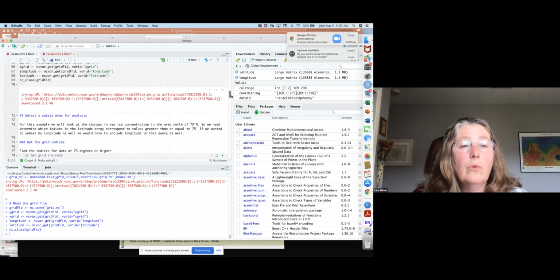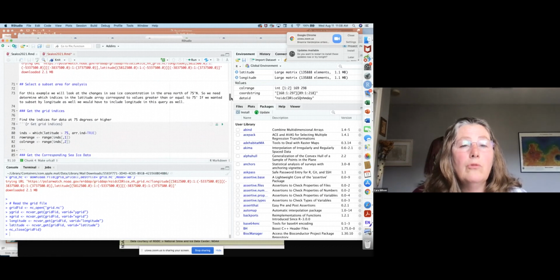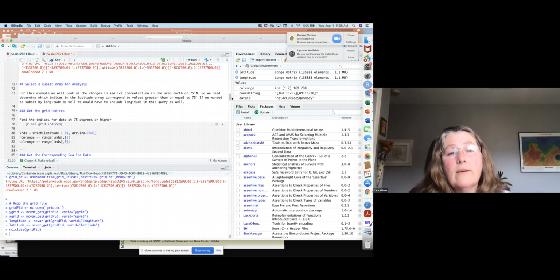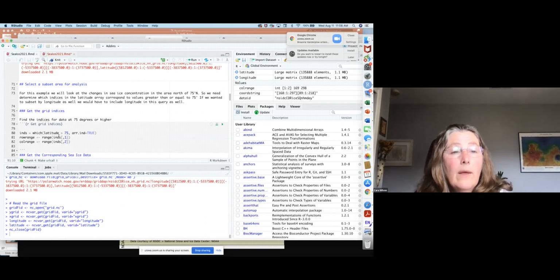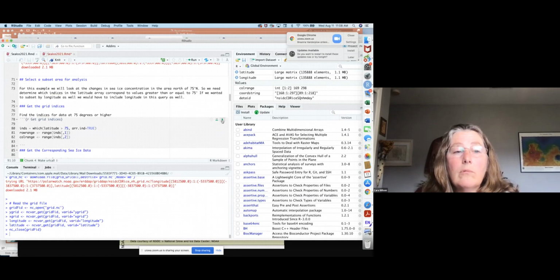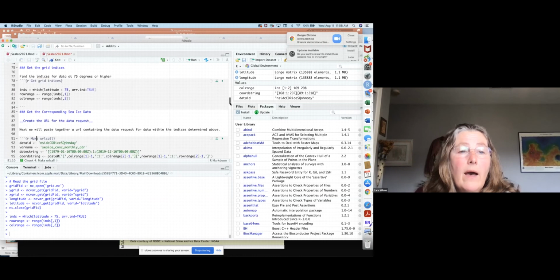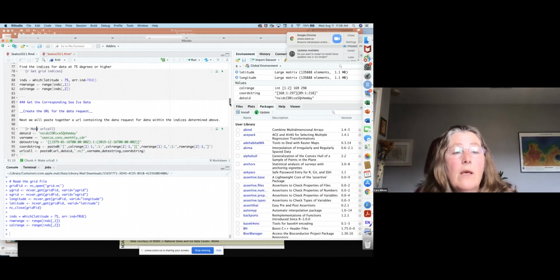So then the next thing we want to do is look at a subset of this data. For this exercise, I decided to look at sea ice concentrations in the area north of 75 degrees north. So what we need to figure out is what the latitudes north of 75 relate to in the index range. That's what I'm doing in this next part. I'm saying, get me the indices where the latitude is greater than 75, and then I'm figuring out what those are in the grid. So I will run this here. And now that I have those indices in index space, I'm going to go and get that data.